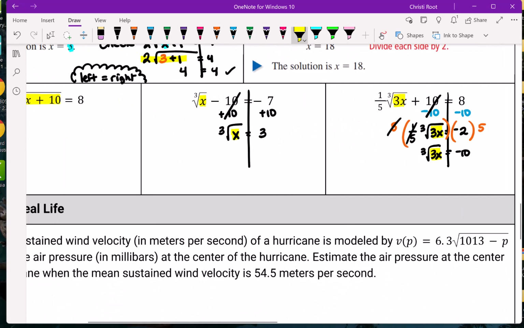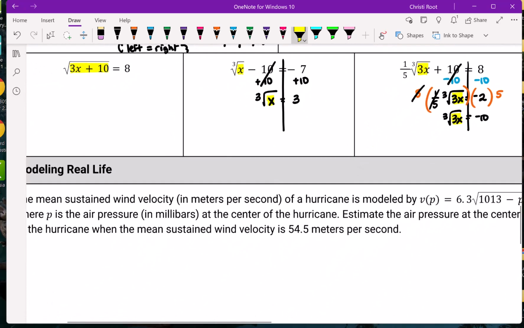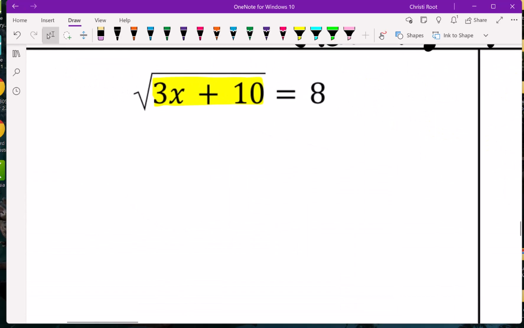So if you look at all 3 of them, step 1. So that first one, I didn't have to really do anything. It's already isolated. I'm ready to go. Second one, I had 1 step. The third one, I had 2 steps. You're going to have to look at every question individually. They're all different, okay? So let's do step 2. So step 2 is getting rid of the root.